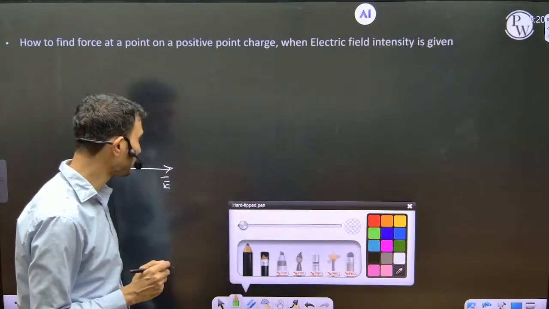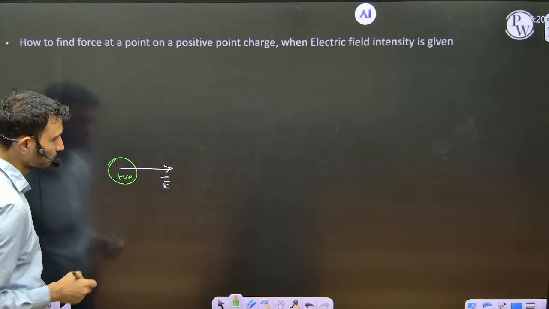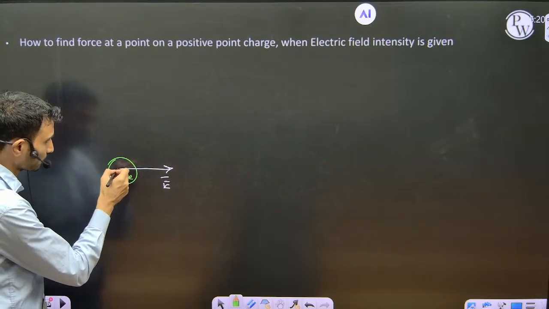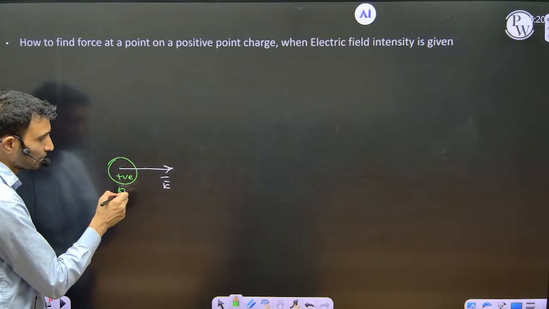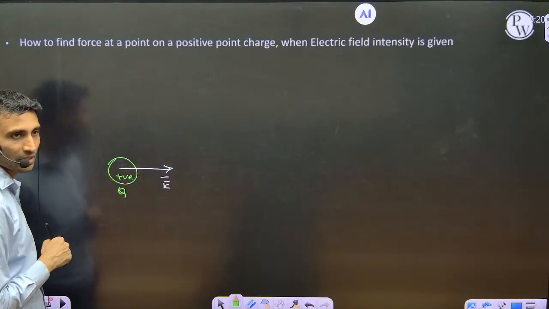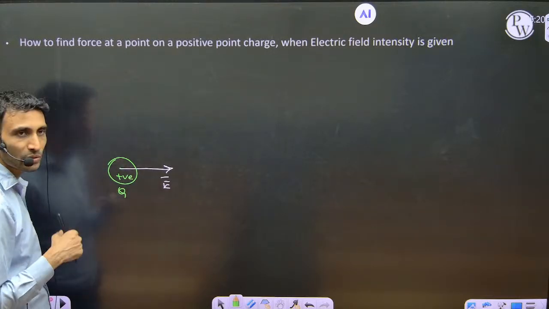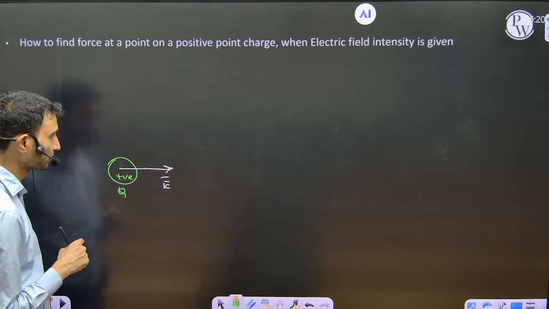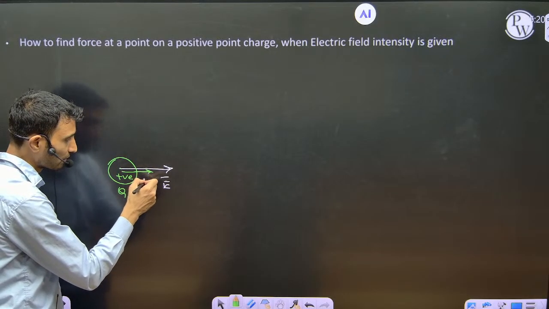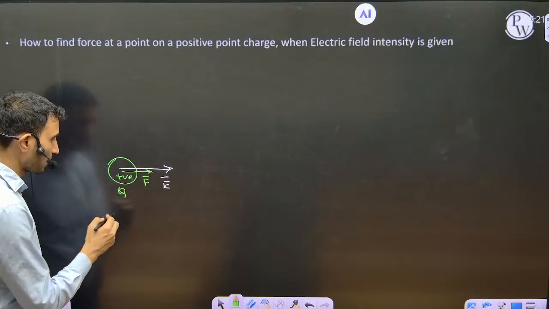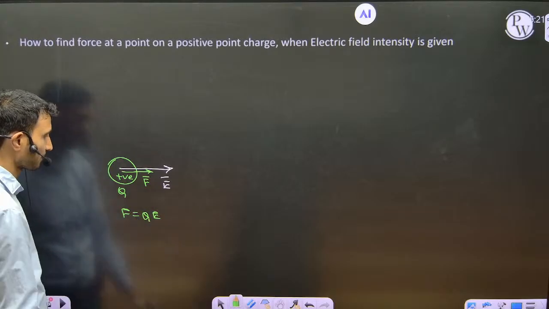Let us say at the same point a positive charge is kept there. So this positive charge Q will experience force in which direction? Along the electric field or opposite to the electric field? For a positive charge, force will be along. And that F is given as Q into E.